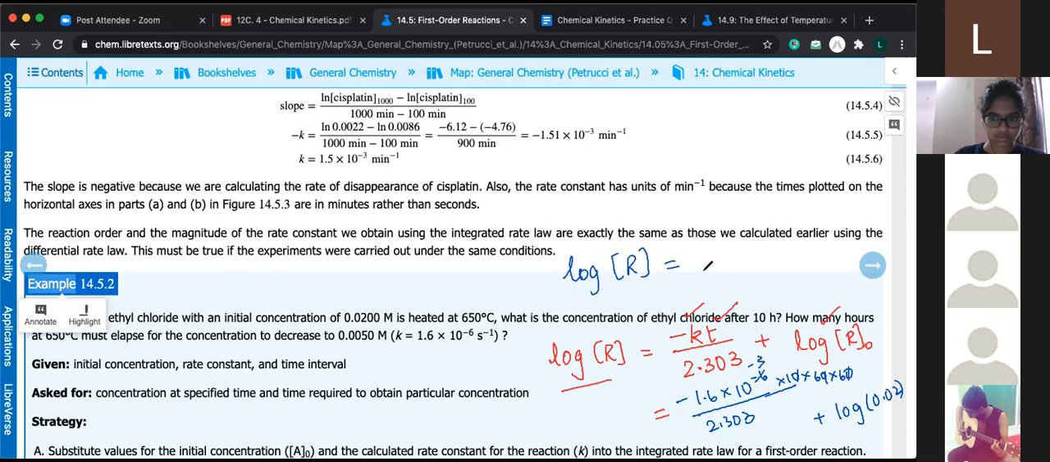Oh, 20. You took 0.02 m, so that is not going to become 23 m, no? It should be less than that. So what value did you get for log r? After calculating all of this, what did you get?